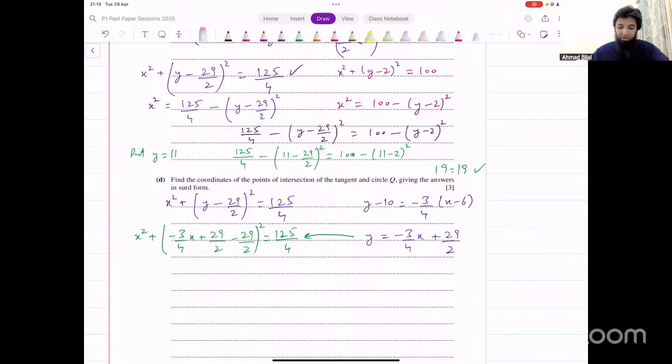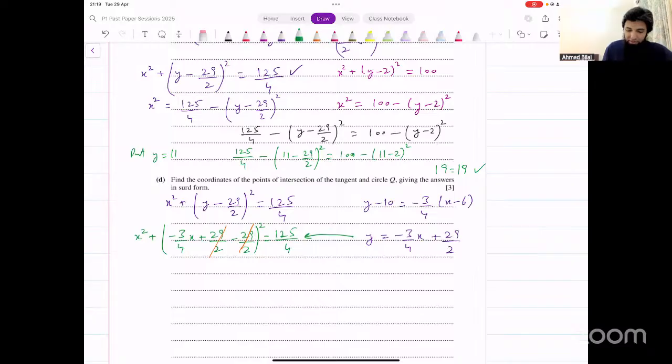For example, in this case, you see what's happening? 29 over 2 minus 29 over 2, they get cancelled. So the simplification now becomes so much simpler as compared to if you were to expand this first and then do the substitution, that will become much longer. So do the substitution first and then simplify that afterwards.